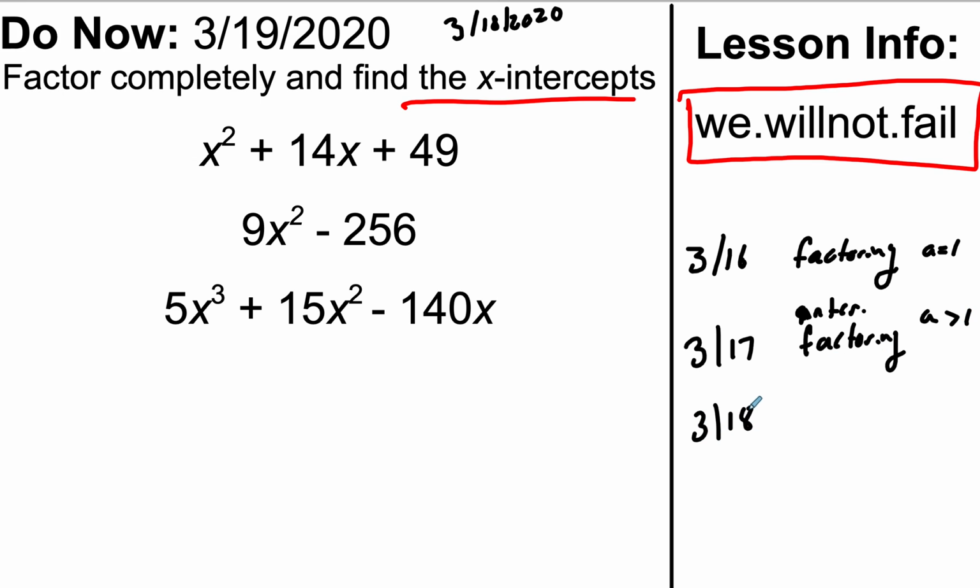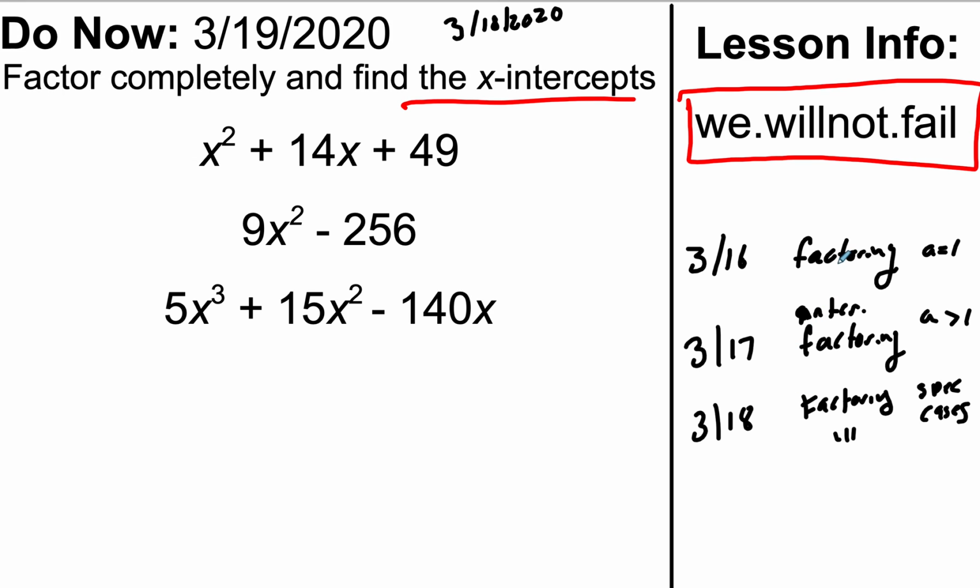And in 318, we talked about what I called factoring 3 because it was the third lesson on factoring, and this was special cases. So we talked about difference of squares, perfect squares, and greatest common factors. Please make sure before you proceed with this Do Now that you understand the three types of special cases. That is greatest common factors, difference of squares and perfect squares.